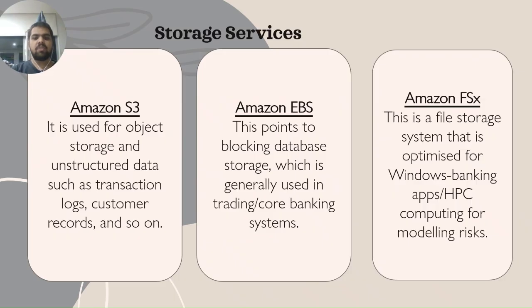We move on to storage services, which can be grouped into three components: Amazon S3, Amazon EBS, and Amazon FSx. Amazon S3 is used for object storage of unstructured data, such as transaction logs and customer records, along with accounting for durability and scalability, being serverless, and supporting versioning and various lifecycle policies.